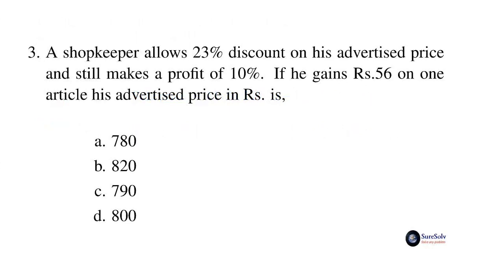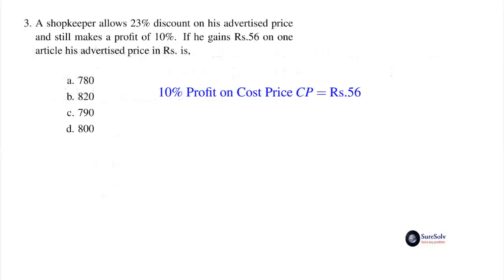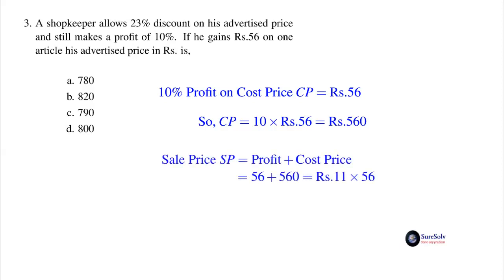Even after giving a 23% discount on his advertised price, a shopkeeper makes a profit of 10% on one item, which is Rs 56. Find his advertised price. 10% profit on cost price CP is Rs 56. So cost price is 10 times Rs 56, that is Rs 560. But sale price SP is profit plus cost price. So sale price is Rs 56 plus Rs 560, that is 11 times 56. The value we have not calculated, as we could foresee that the factor 11 will cancel out. This is what we call delayed evaluation technique.